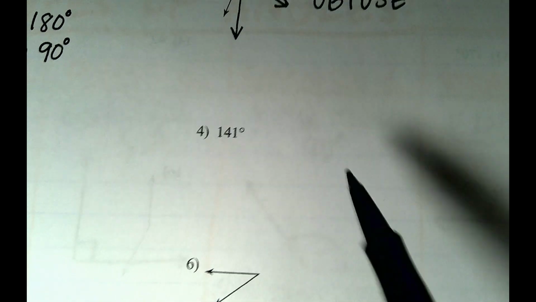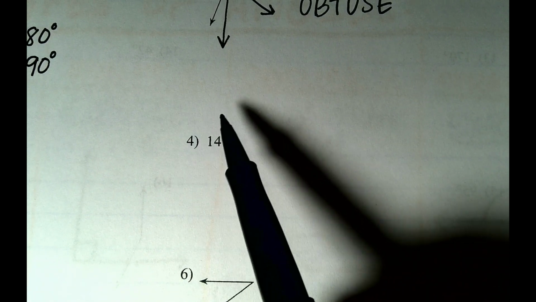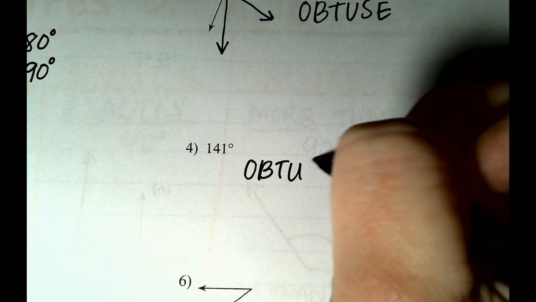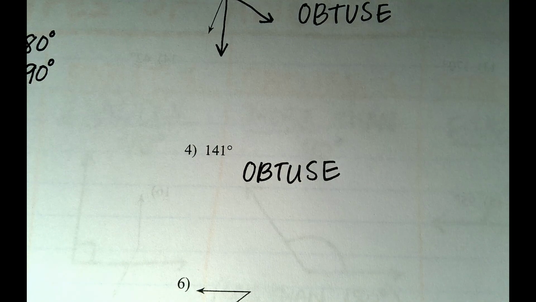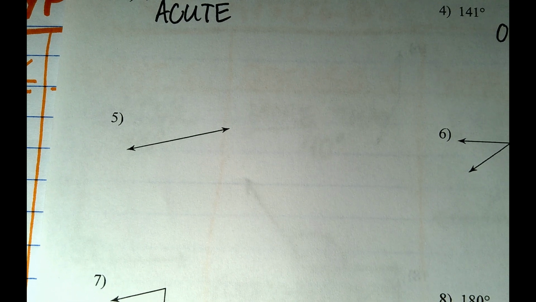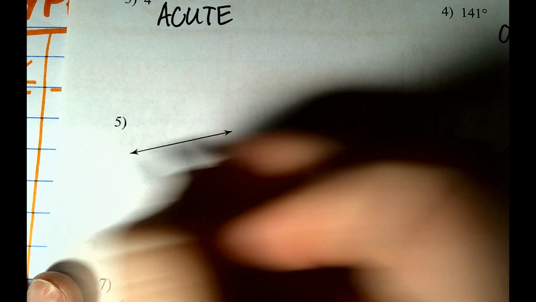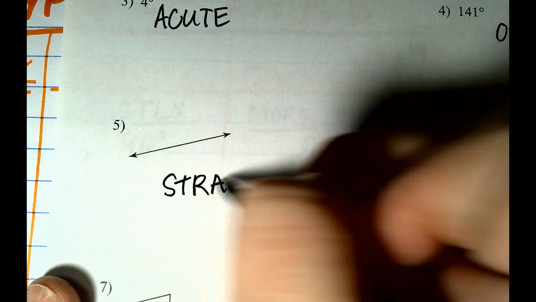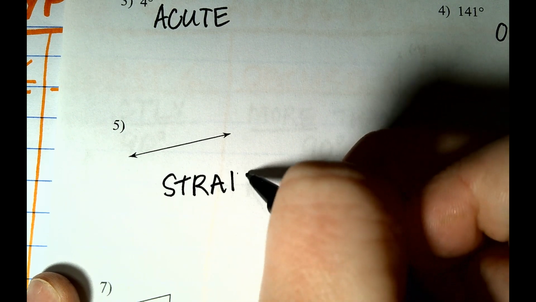Number 4, 141 degrees. What's this? Obtuse. Why? Yeah, it's more than 90. It's less than 180. How about number 5? What's that? Great. A straight angle is a line. It's exactly 180 degrees.